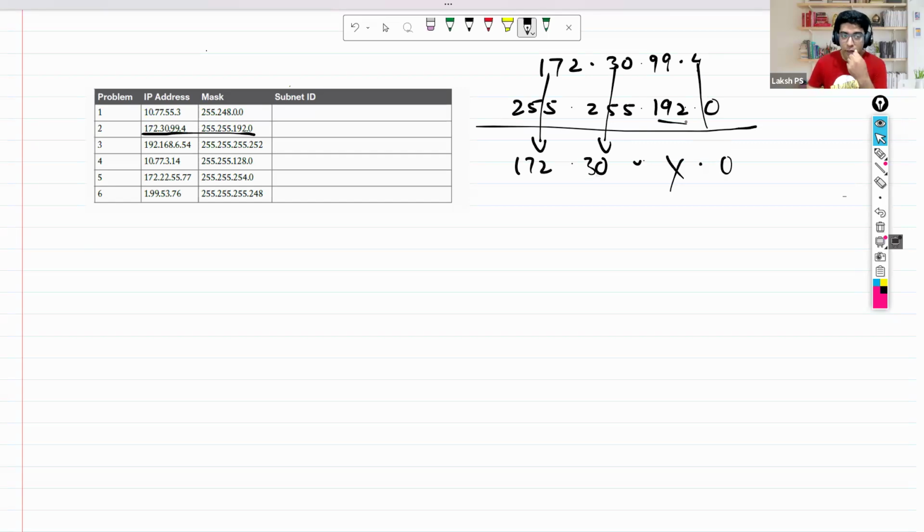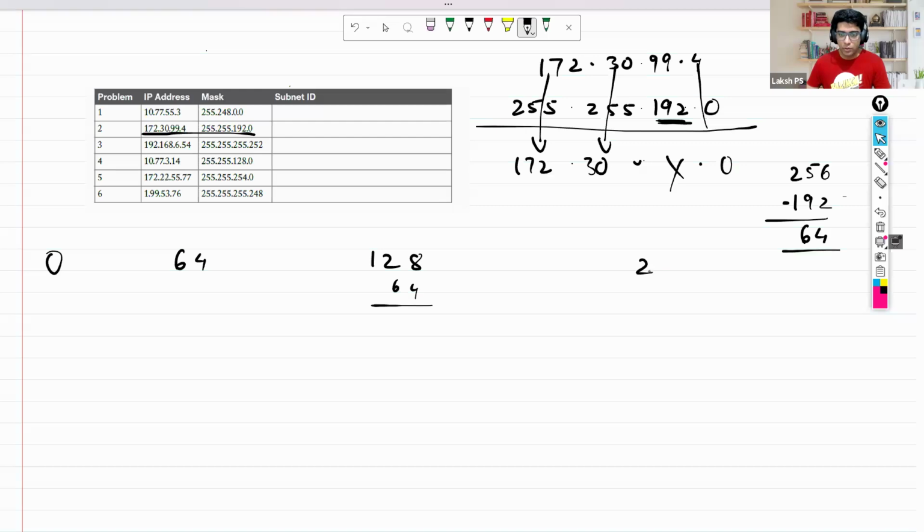Over here, we are supposed to subtract this difficult number from 256. So you get 64. Now we will write the multiples of 64. So 0, 64, 128, 192, etc. But we will stop because we want a number.